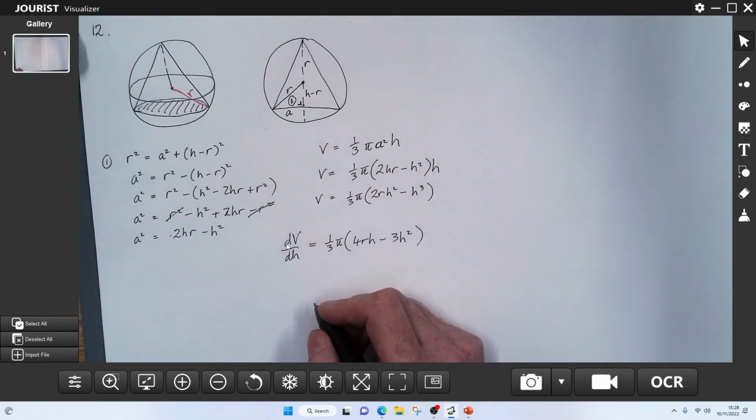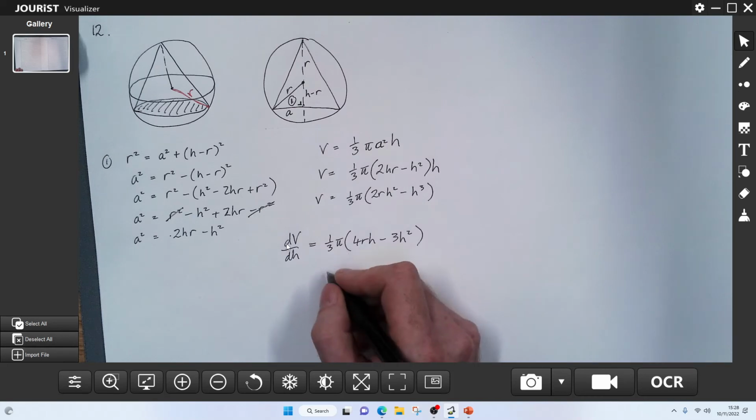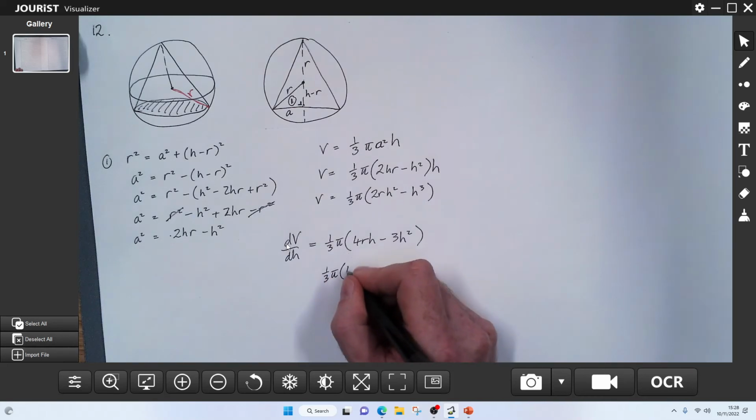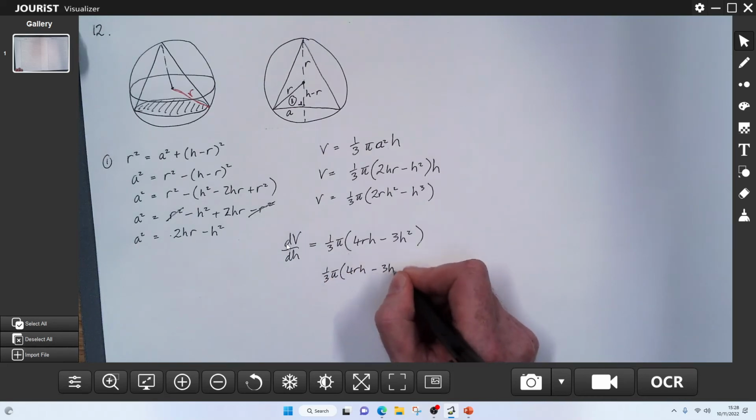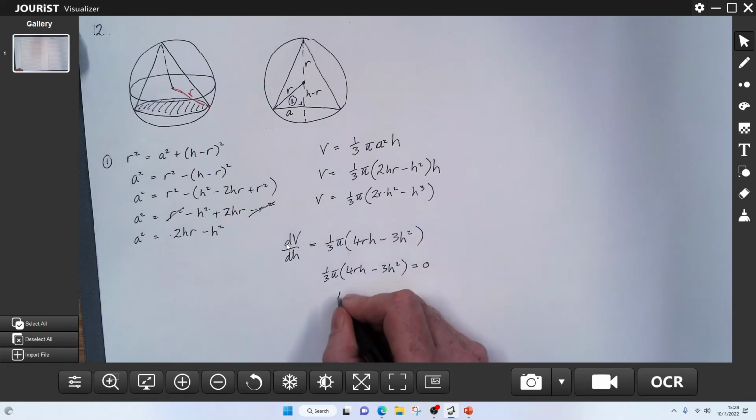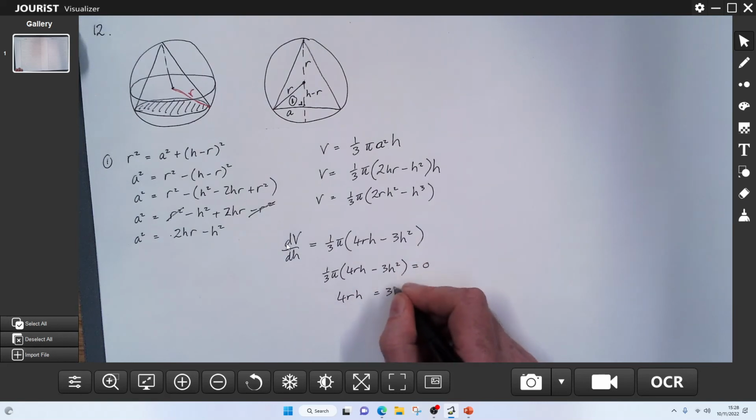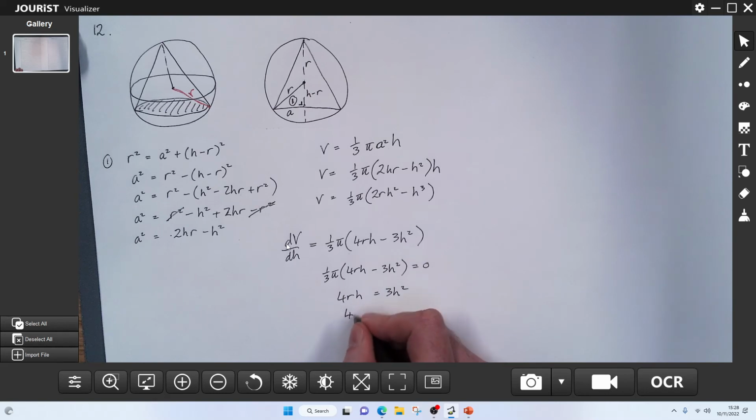And set it equal to zero. So one third pi times (4rh minus 3h squared) equals 0. So 4rh equals 3h squared, so 4r equals 3h. So r equals 3h over 4. Or alternatively h equals 4r over 3. It depends on the question.